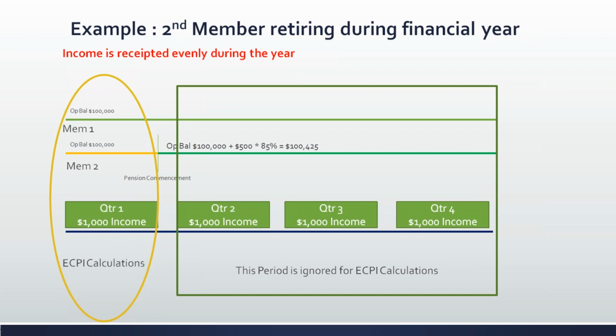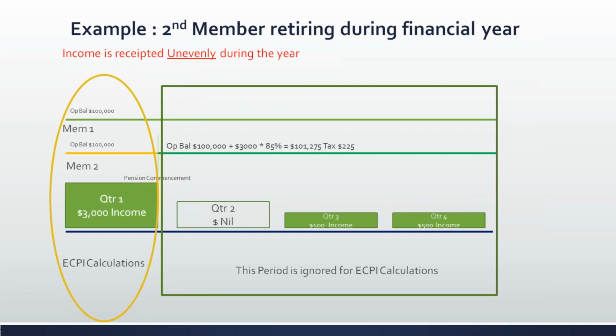Now, this is fine. There's no problem with that because you can use these calculations. But sometimes we have noticed that all funds are not the same, and sometimes income is receipted unevenly during the year. So it's quite possible when we had an accumulation account, we receipted some income. It's quite possible that there could be a capital gain, or maybe a fixed interest term deposit got matured, and then we receipted some interest income in the first quarter, and then maybe in quarter 2 there was no income, in quarter 3 and quarter 4 there was very small income.